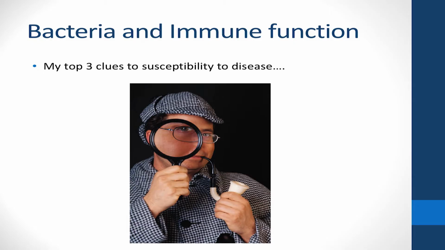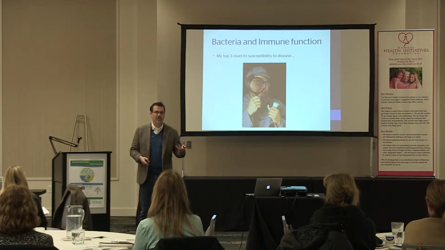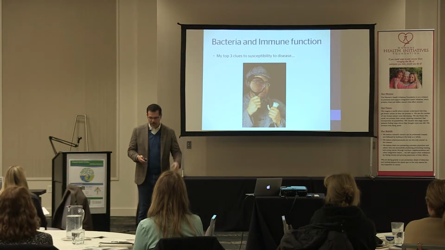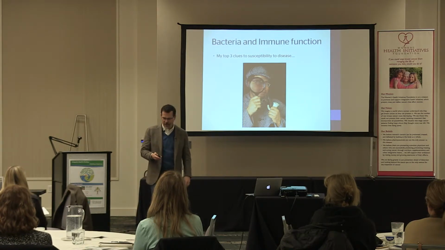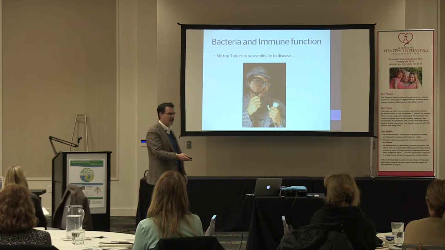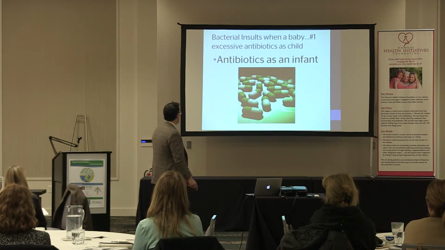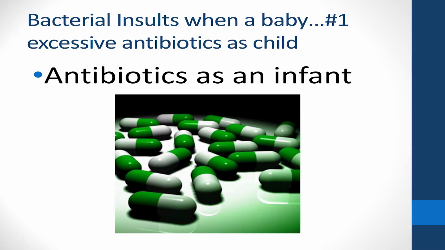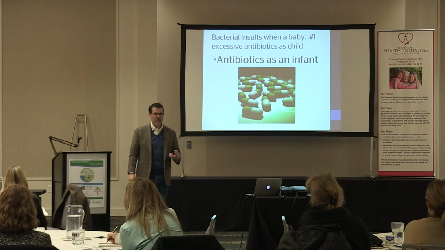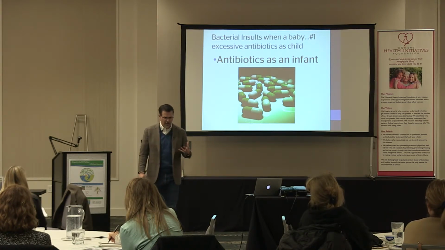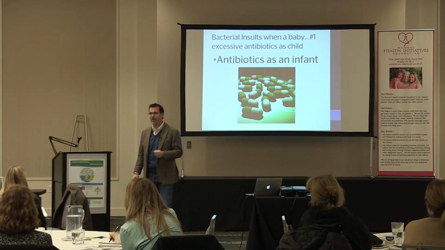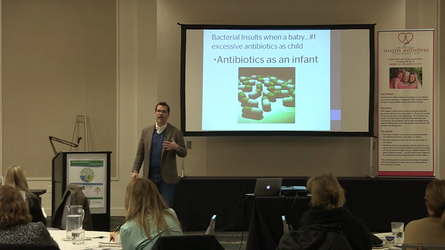And bacteria and immune function, these are my top 3 clues, and I usually see one or both or all 3 of these in a lot of my patients, whether it's autism or another disease. So bacterial insults: when a baby gets antibiotics as an infant, and there's a lot of otitis media and other things or viral infections that people are going to urgent care for, and they're just put on an antibiotic. And I find that almost every patient that I see has had 5 antibiotics before they're 5.